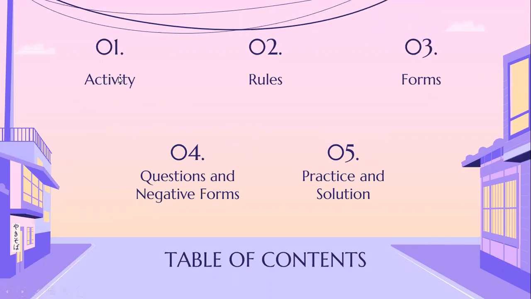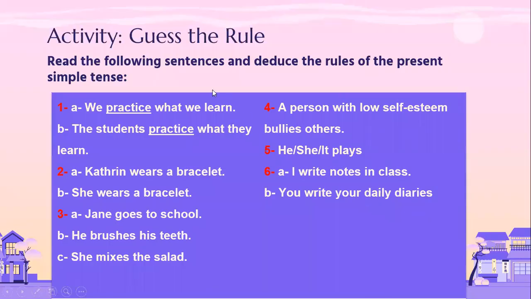First, we have an activity. We will talk about the rules, the forms, questions and negative forms, and we will do a practice and you have the solution. So the activity is for you to guess the rule. You have to read the following sentences and deduce the rules of the present simple tense.